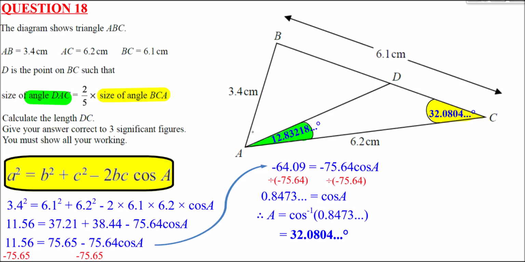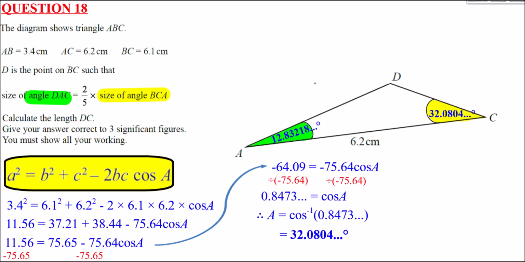Like I say, we can now zone in on triangle ADC and wave goodbye to the outer triangle. And what we're going to do in a second is use the sine rule. Because we know these two angles, we can work out angle D. So I'll add this in a second. And then we can do 6.2 as the opposite side to this sine. So 6.2 divided by sine of this angle. We can use this side DC and sine of 12.83218.